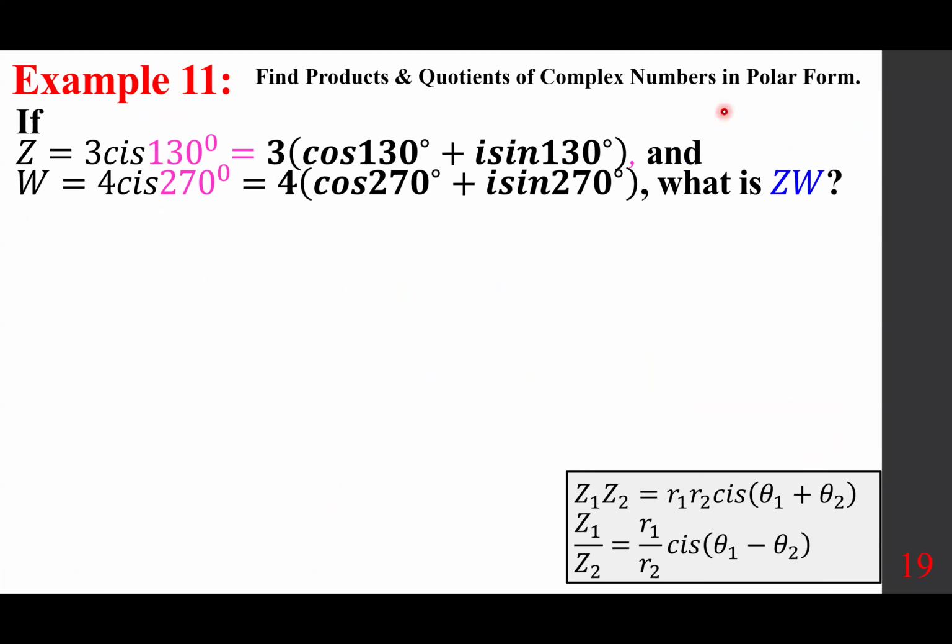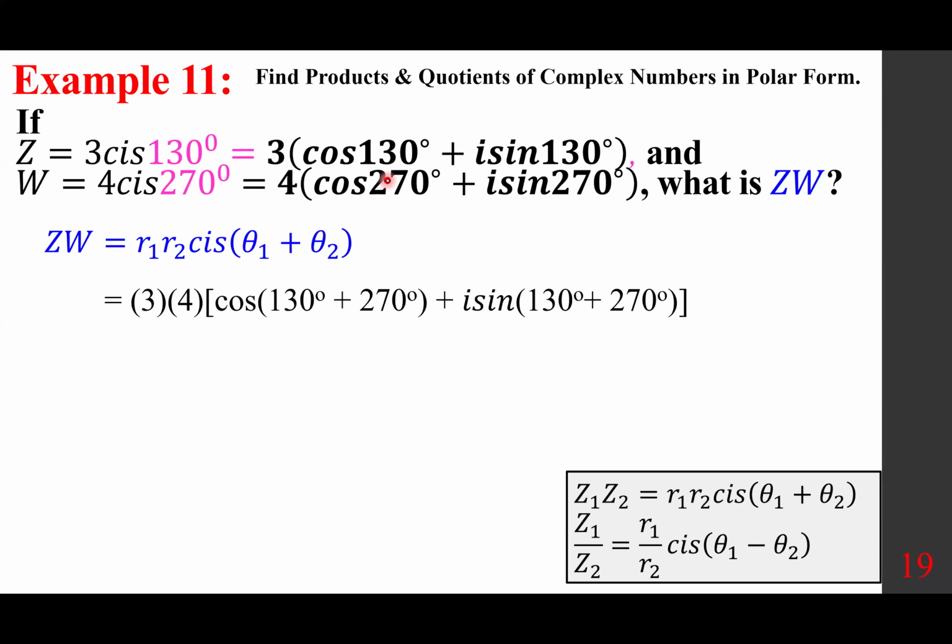Find products and quotients of complex numbers. Z is given as 3 cis 130, W is 4 cis 270, and we are going to find their product. Well, according to the formula, r1 r2 cis theta 1 plus theta 2. So r1 r2 would be 3 times 4, and then cis 130 plus 270. Again, whether you go with the shorthand notation or a long way, either way makes no difference. 3 times 4, 12. 130 plus 270, 400.